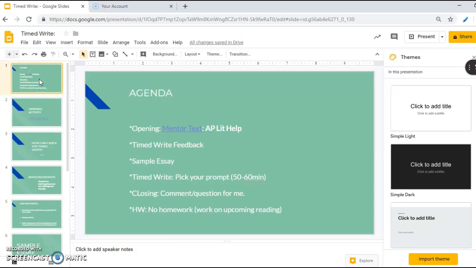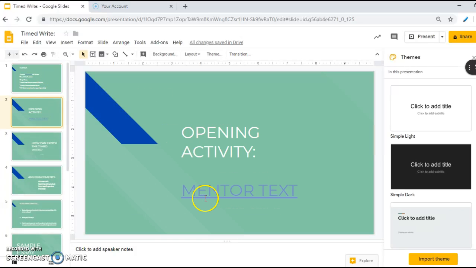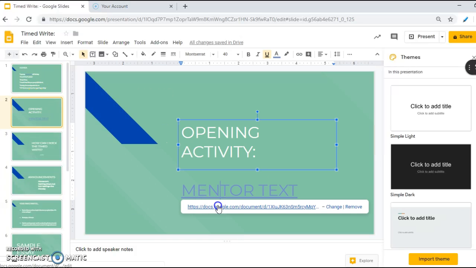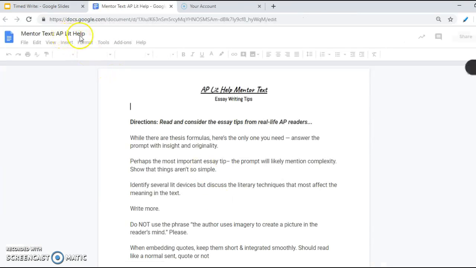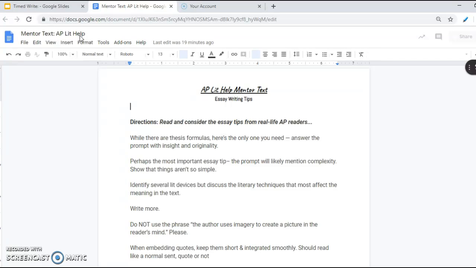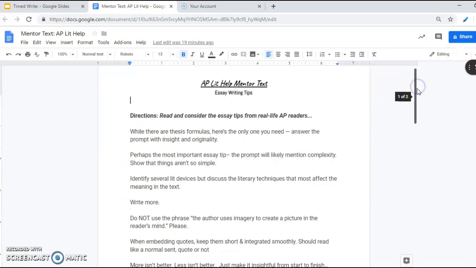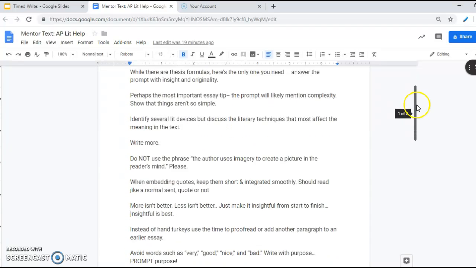So this is the PowerPoint that will be located on Google Classroom for review. Everything that you need is actually on the PowerPoint, so all you have to do is click it. First, we're going to do this mentor text. This is a mentor text I got from AP Lit Help, which is created by AP readers. One of the readers showcased on that video I actually worked with when I did my AP Read two years ago. So I'd like you to read through this list of tips.